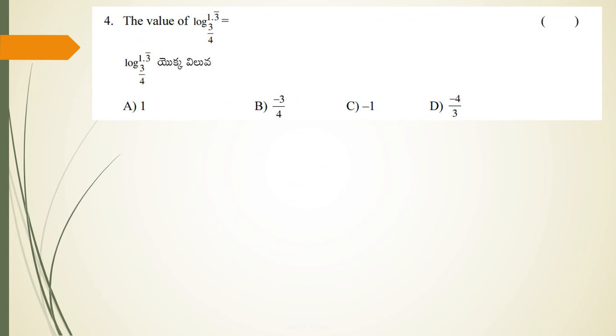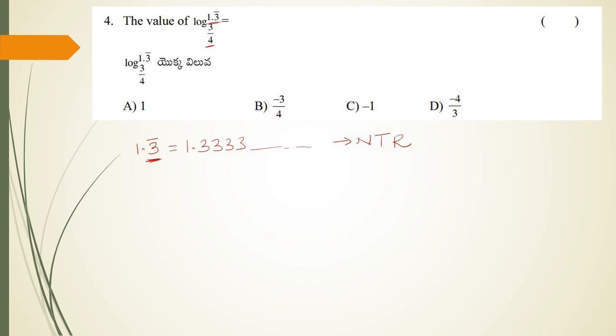Next, moving on to question number 4. Now let us see this. Here the base is 3 by 4 and the value given is 1.3 bar. Whenever you have 1.3 bar, it means 1.333333 and so on. This is a non-terminating recurring decimal. Whenever you have a non-terminating recurring decimal, you need to convert it into p by q form. So how can you do that?